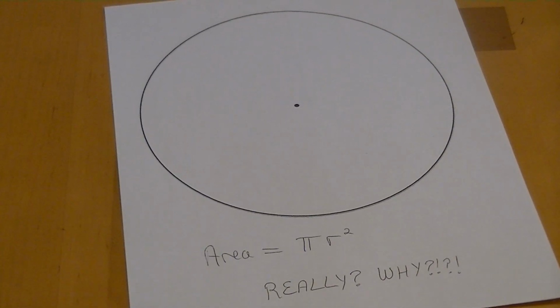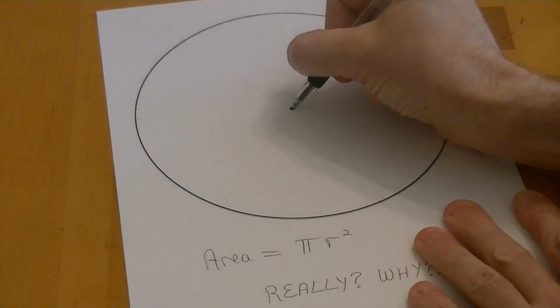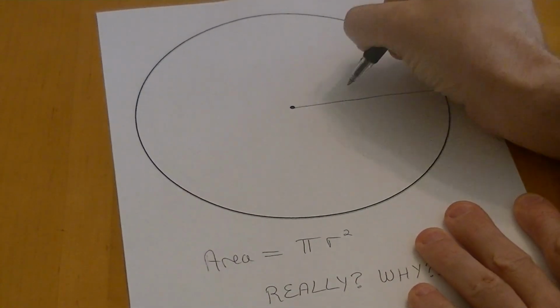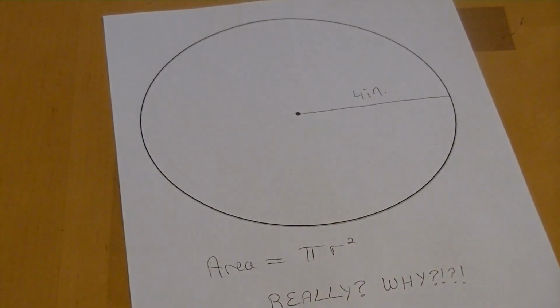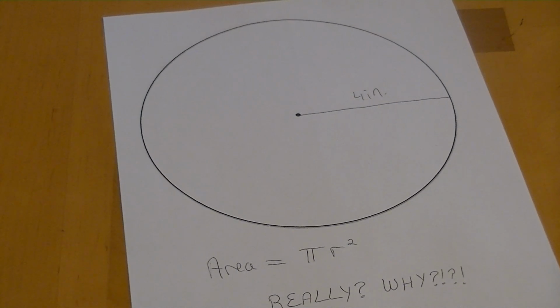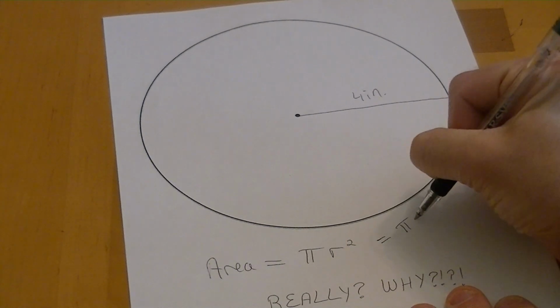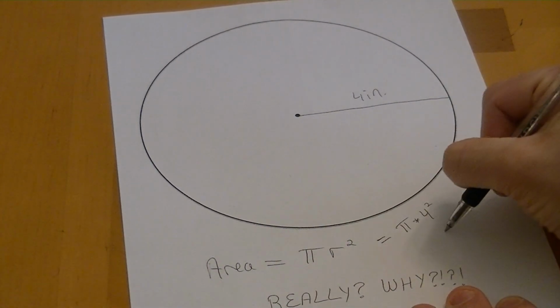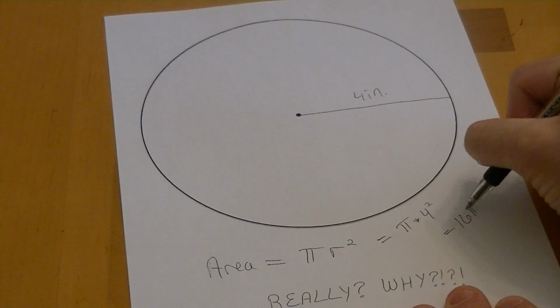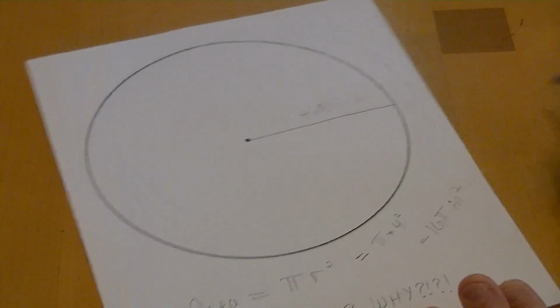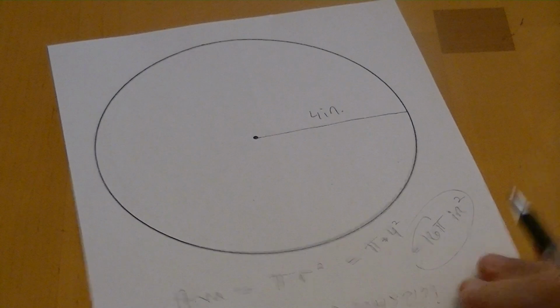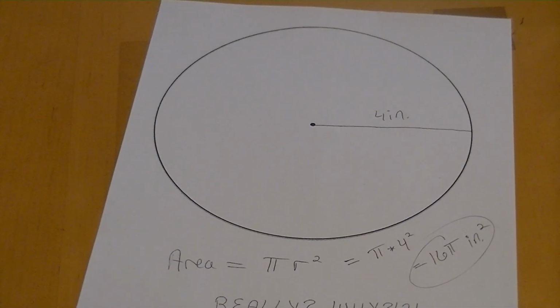So let's use it. If I tell you the radius of the circle is 4 inches, and I ask you for the area of that circle, what's the answer going to be? And if you're reaching for your calculator, you're making a mistake because it didn't say to round off. So the answer would be pi times the radius squared. 4 squared is 16, so 16 pi inches squared. There it is. If it said to round off, we would of course go to our calculator.